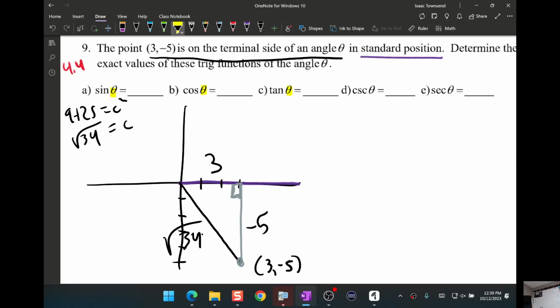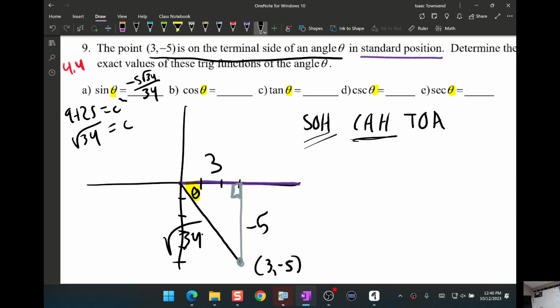And then the last part of this, before we can just use SOHCAHTOA, is you need to know that the angle we're looking from is this angle here by the origin. Then we just pair up our sides based on what SOHCAHTOA says. So sine says put opposite over hypotenuse. That one needs to be rationalized. Cosine says adjacent over hypotenuse. That one is rationalized. Tangent's the easier one, opposite over adjacent. Cosecant would be hypotenuse over opposite, and secant would be hypotenuse over adjacent.